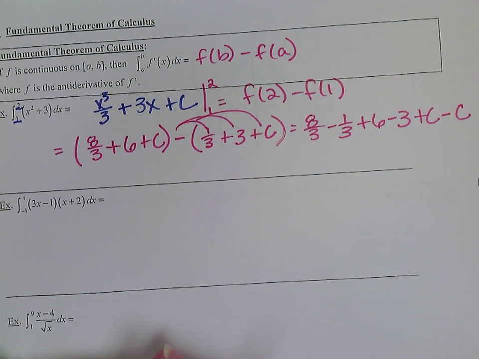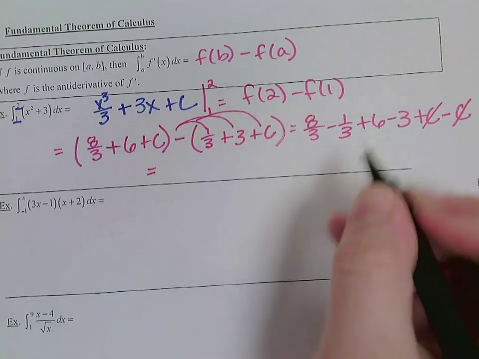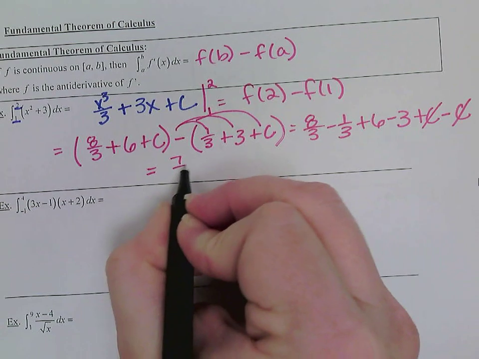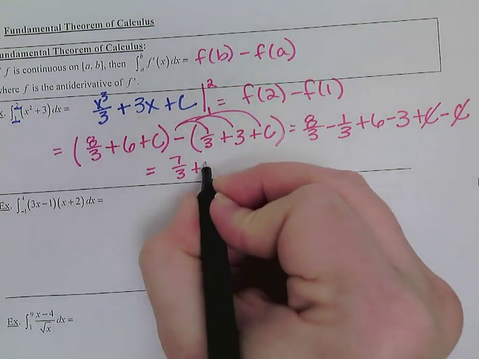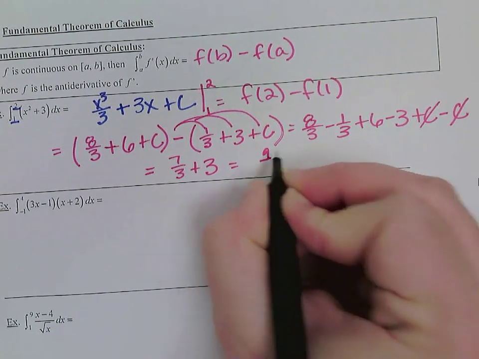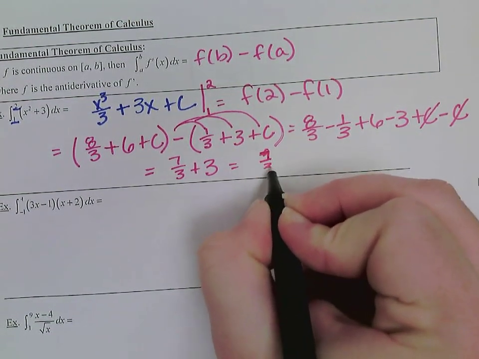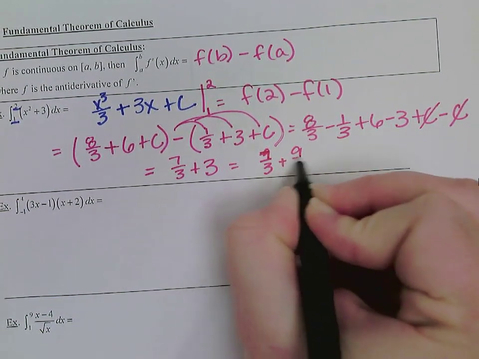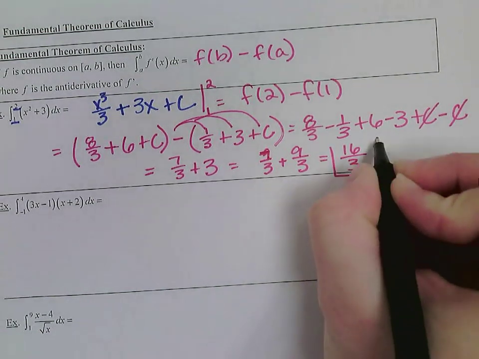Well, those cancel. 8/3 minus 1/3 would be 7/3. Plus 6 minus 3 would be 3. So I have 7/3, 7/3 minus 9 plus 9/3 would give me 16/3.